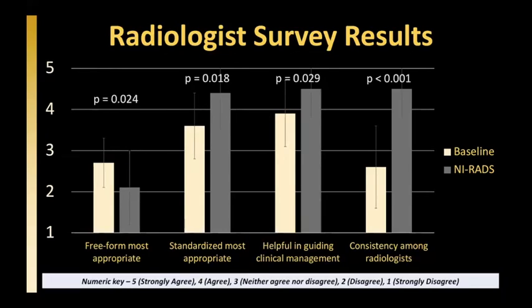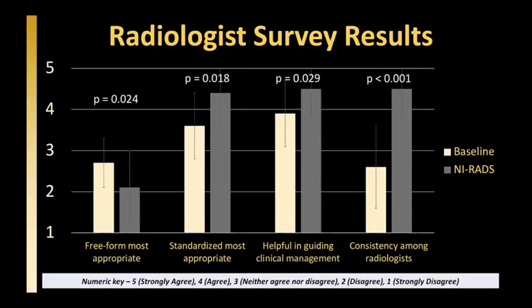To orient you, the column height, light beige for baseline freeform reporting and gray for NIRADS reporting, corresponds to the mean survey response for each question item, with 5 corresponding to strongly agree and 1 corresponding to strongly disagree. The error bars indicate the standard deviation. A Student's t-test was performed to arrive at the reported p-values.